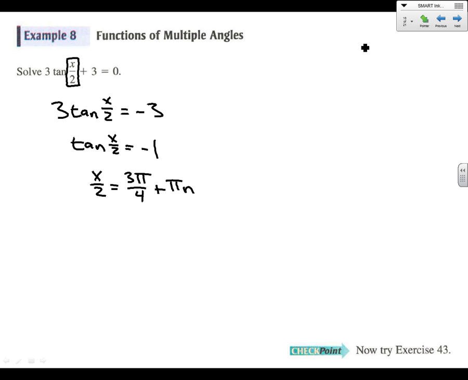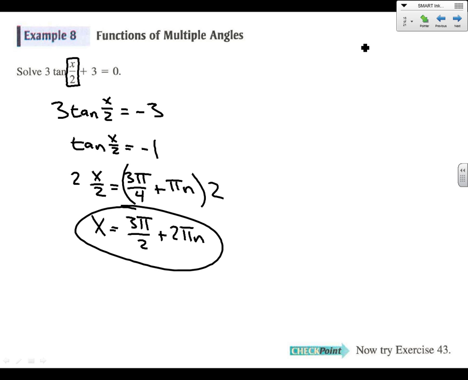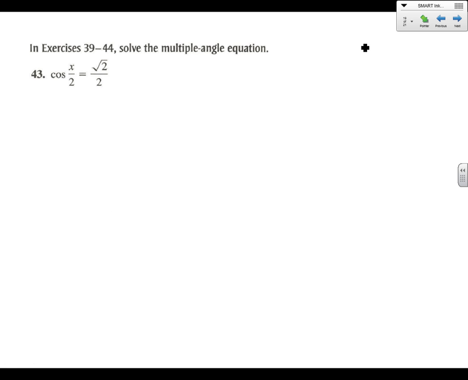How do we get rid of this 2? We need to multiply everything by 2. So our final answer is x equals 3 pi over 2 plus 2 pi n. All right, so that's our final solution. Getting close. 2 more to try. Try problem 43. See if you can get x by itself.